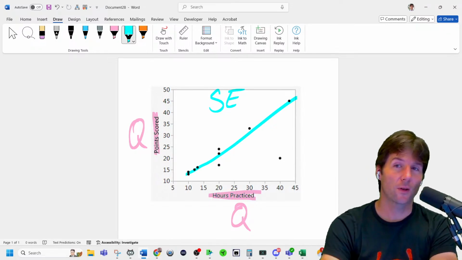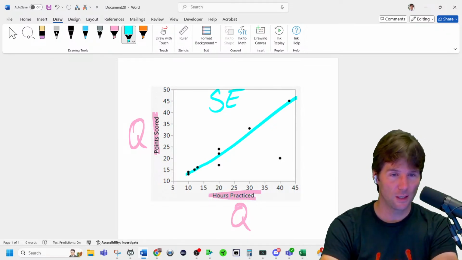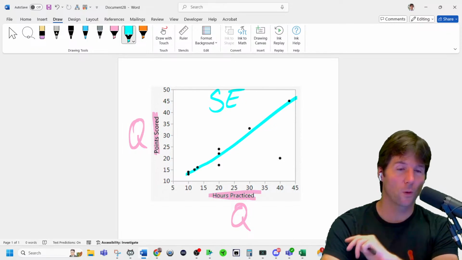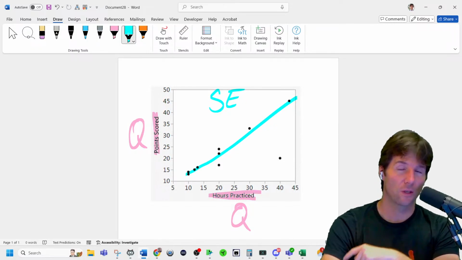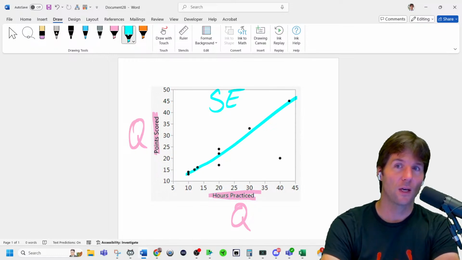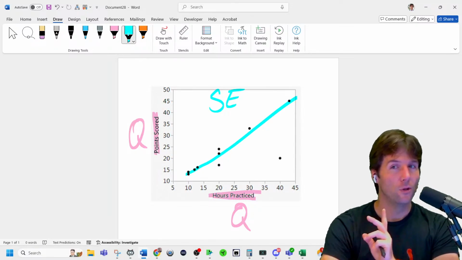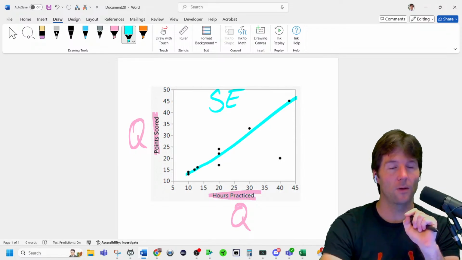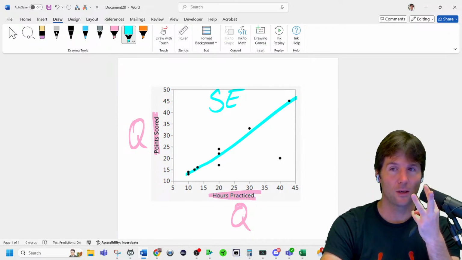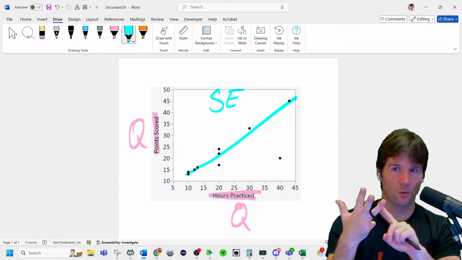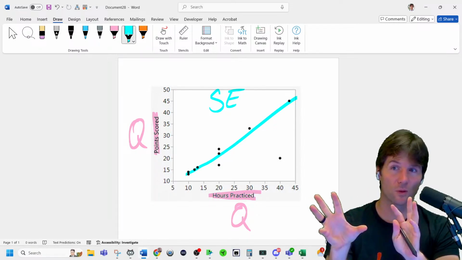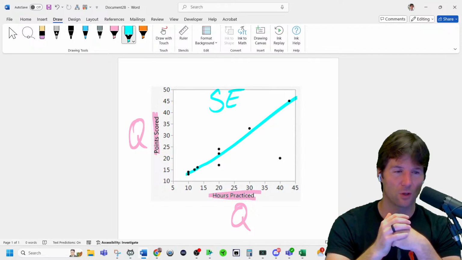Shape, center, spread are the 3 ways to describe univariate data. The 3 conditions for correlation are quantitative variables, straight enough, no outliers. The 4 ways to describe bivariate quantitative data are strength, direction, form, unusual features. So let me repeat that. Univariate quantitative, which we're not dealing with right now, is shape, center, spread. Bivariate quantitative descriptors are strength, direction, form, unusual features. We could describe this graphic with those terms.